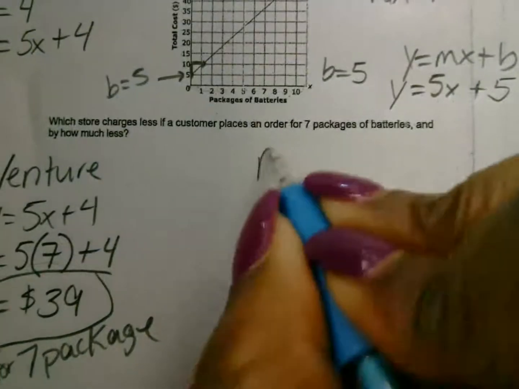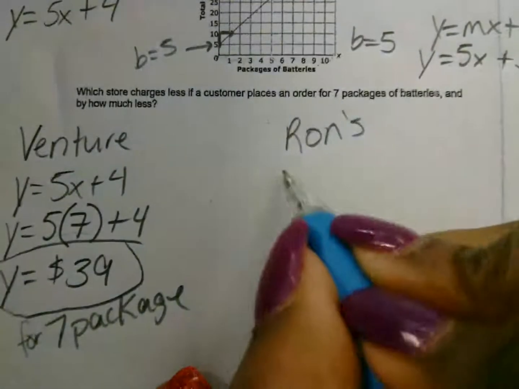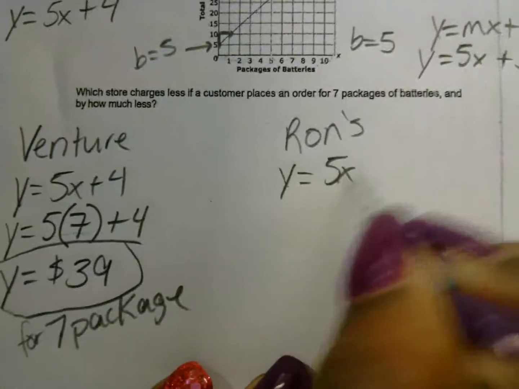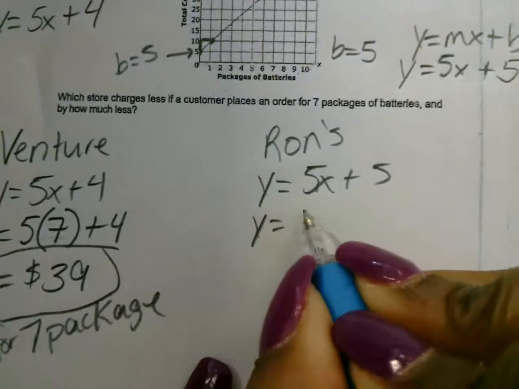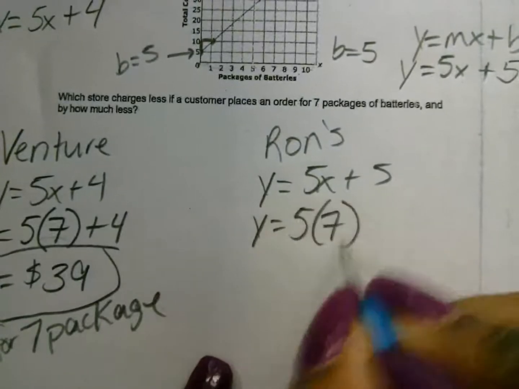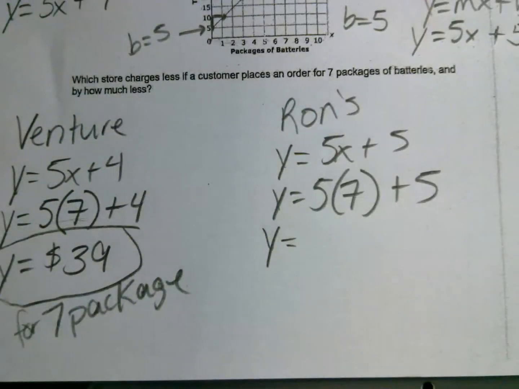Okay, so let's figure out the second company, which is Ron's. The equation is y is equal to 5x plus 5. Plug in 7. So it's going to be 5 times 7, and this time $5 for shipping. See if you can get the total for Ron's company. What is the total for Ron's company?